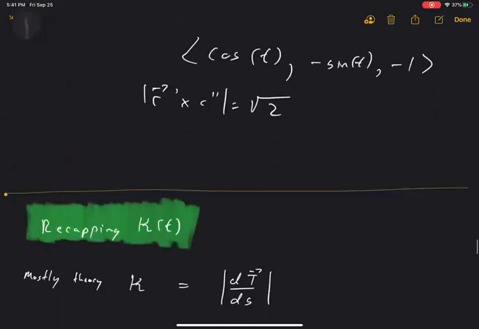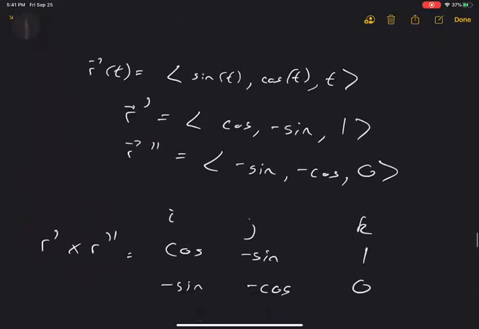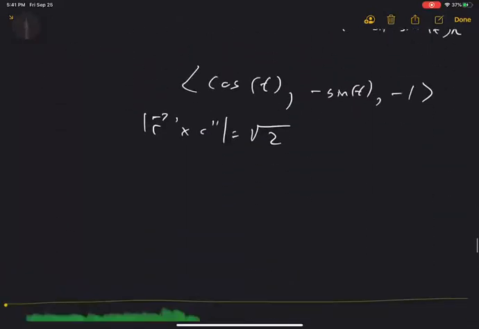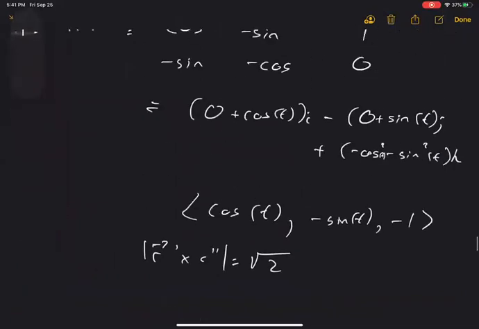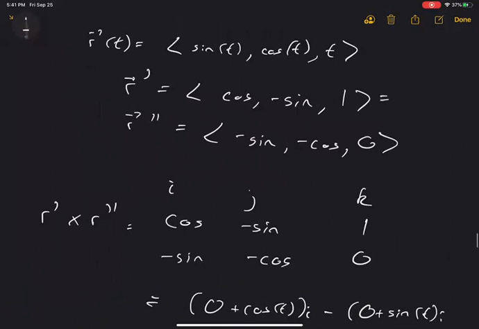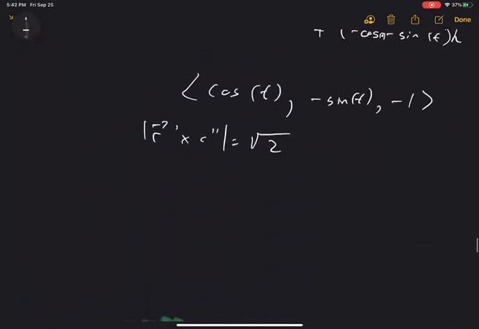Next thing, I already know r prime of t, right? So my denominator here is the magnitude of r prime of t cubed. So r prime of t we said was this. What's the magnitude of that? Again, that's square root of 2.